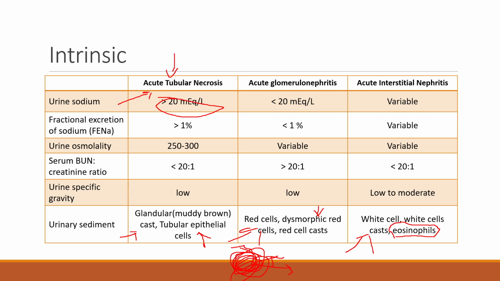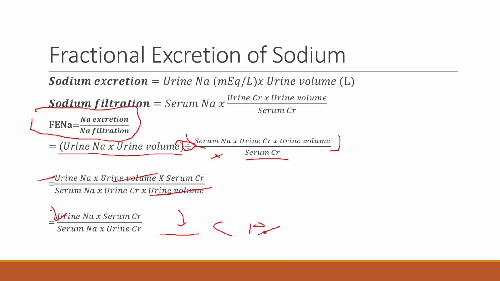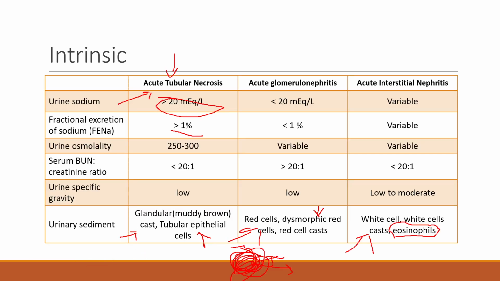Once you understand it's gonna be a high urine sodium, then you can also understand why it is higher than 1%. Back to the formula. So we have a high urine sodium here. You're gonna have a larger value of the denominator, and then you're gonna have higher than 1%, which is here. Clear? It's very clear.